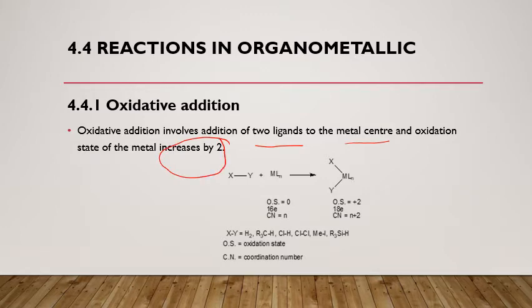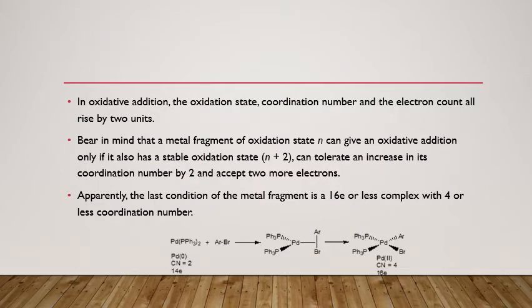If you look at this general reaction here, the initial complex of the metal coordinate compound, the oxidation state is 0. And after the reaction, the oxidation state has been increased by 2. Also, in terms of the electron count, it has increased from 16 to 18 after the addition of 2 ligands here. This is what we call the oxidative addition. In oxidative addition, as mentioned earlier, the coordination number and electron count all rise by 2 units.